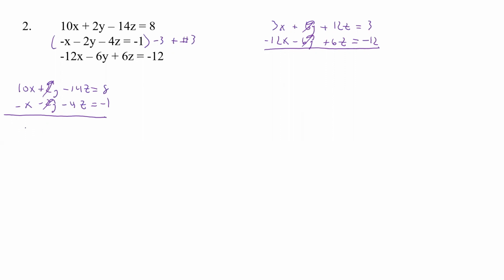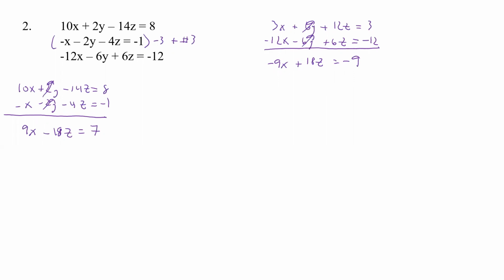So 10 minus 1 is 9x. Minus 14 minus 4, so that's a minus 18z. And that's equal to 8 minus 1, which is 7. Okay, and maybe I need to write that a little bigger. All right, so then what do I do? Well, now I have to come over here and I'm going to say, well here that's going to be 3 minus 12, that's a minus 9x. And then that's going to be plus 18z. And then it's going to be 3, that's going to be minus 9.